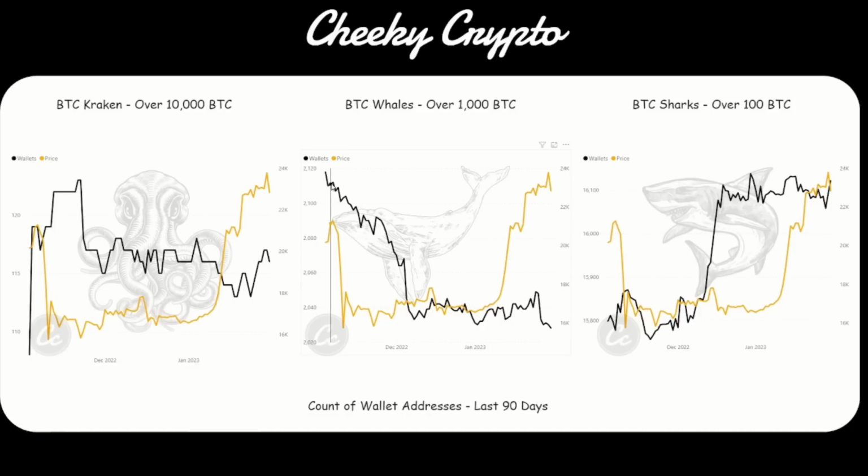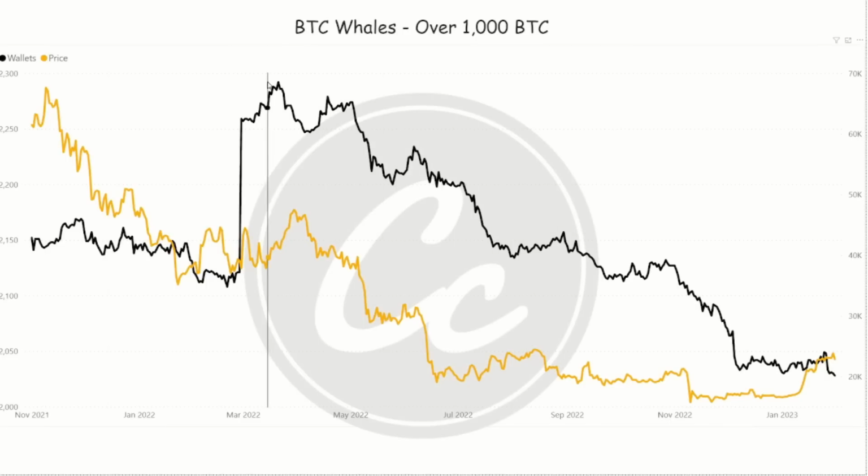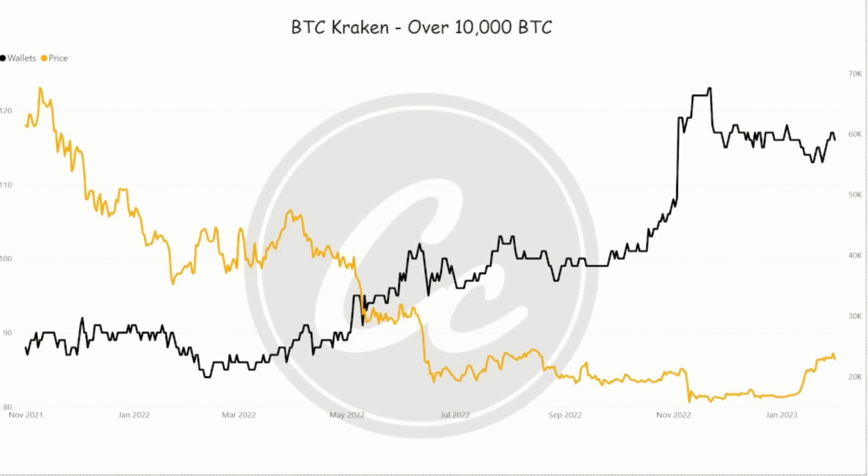We can also see that very well if we zoom out on the whale counts. If I can find the right one, this one right here, we can see that they've been doing nothing but coming out of their positions for months upon months. No accumulation has been occurring here when it comes to the bigger, larger players. The only exception is that of the Kraken.